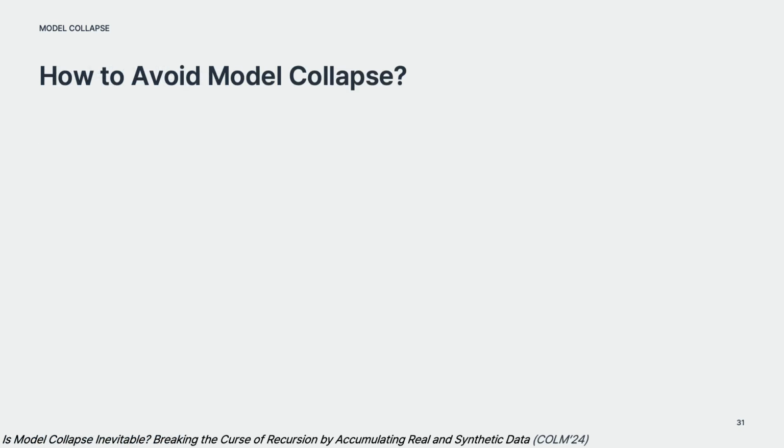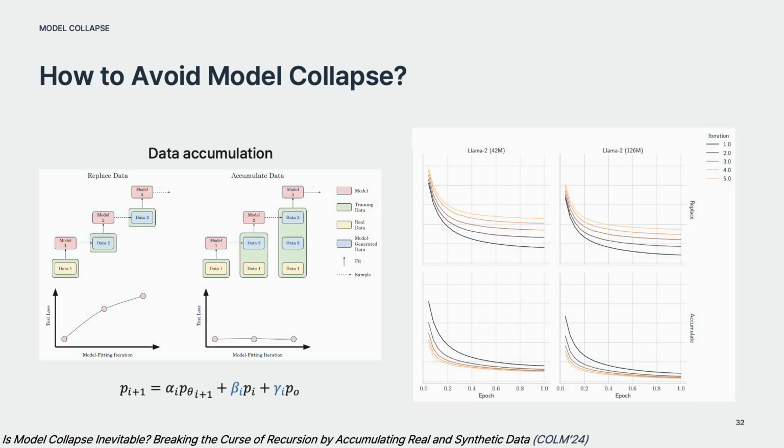This raises a natural question: is model collapse inevitable? Recent work suggests that it is not, provided the training process is carefully designed. One solution is data accumulation. Instead of replacing old data with synthetic data, real data is continuously accumulated. This ensures that the grounding distribution never disappears.